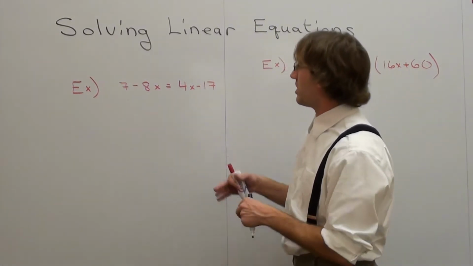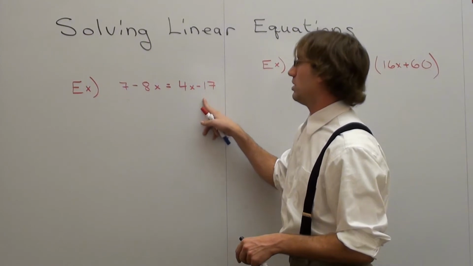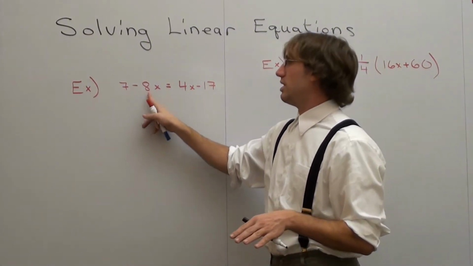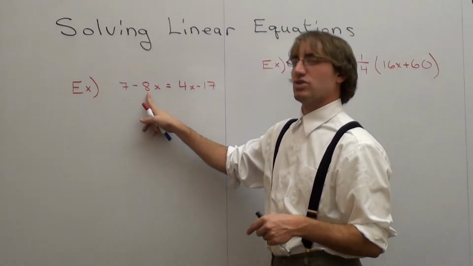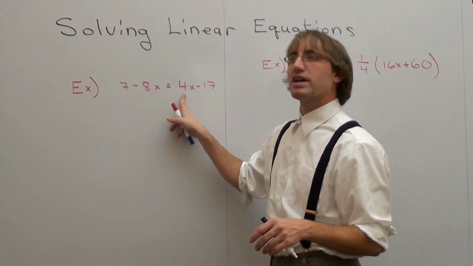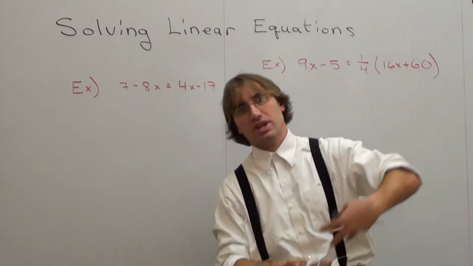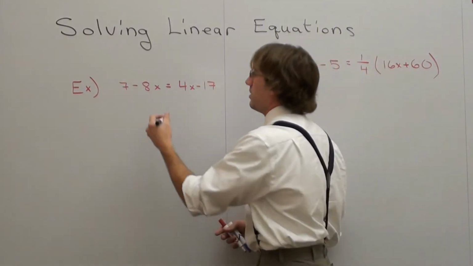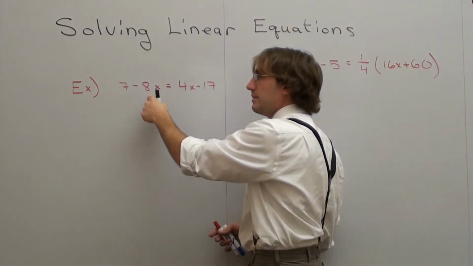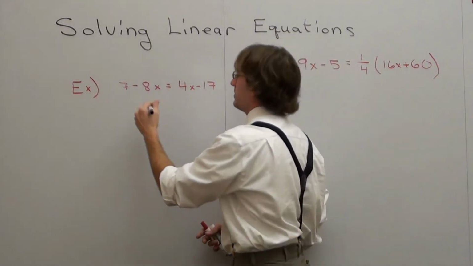We're going to move everything with an x over here. That doesn't have an x. Don't move it. That has an x, negative 8x. We're going to move it. Don't worry about the negative 17 for now. Leave the 4x on the right side because that's where we're moving everything with an x. So how do I get rid of a negative 8x from this side? I add 8x.